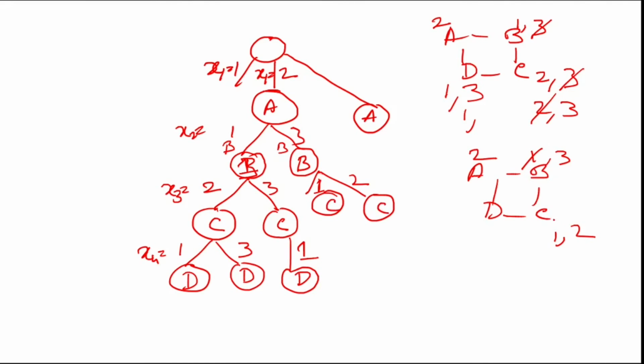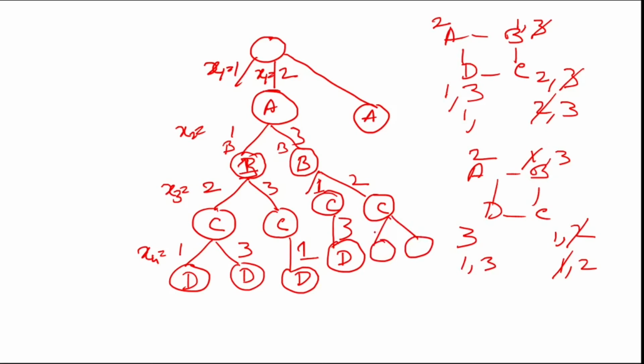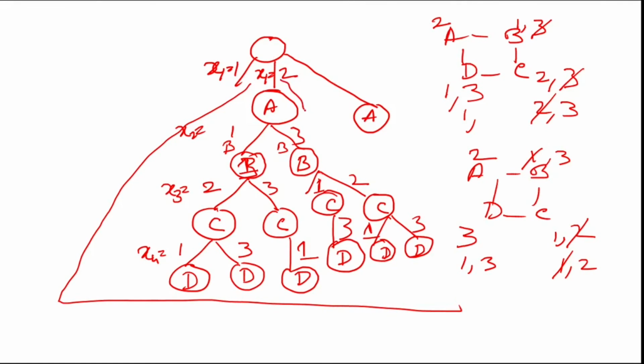Correct, sir? 1 and 2. Now here if I choose 1, then I will be having 3 only. That means this part is done. If I choose 2 here, then I will be having 1, 3. Very good. Done. So this part is also done. So this middle one, if we choose this one, this middle one is also completed.